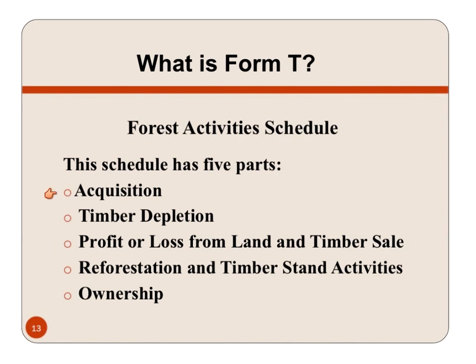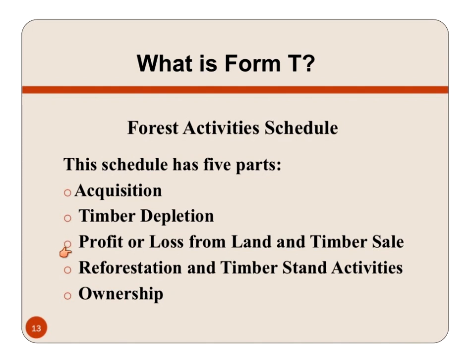The first part is called acquisition. This means when you acquire your property, whether you inherited it or bought it, that part is quite simple to fill out: just your name, the location of the place, and the acreage. Now, timber depletion: Dr. John Green, the second speaker today, will go over that in detail, and you will be able to know how to calculate that. That's part 2.